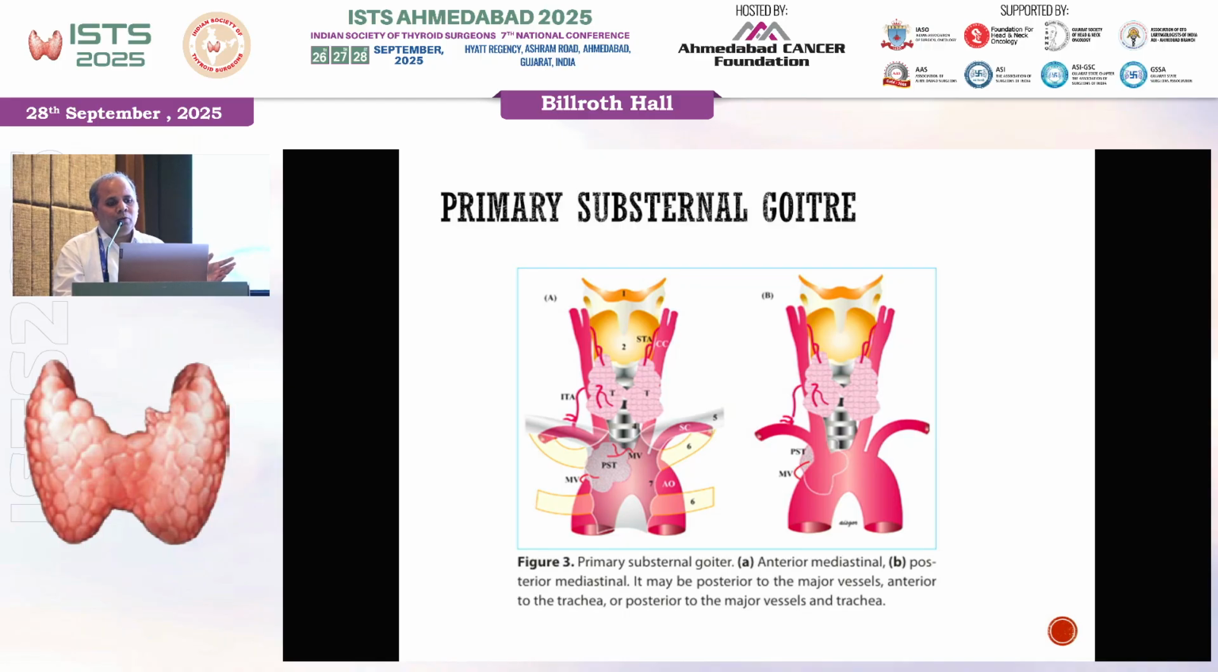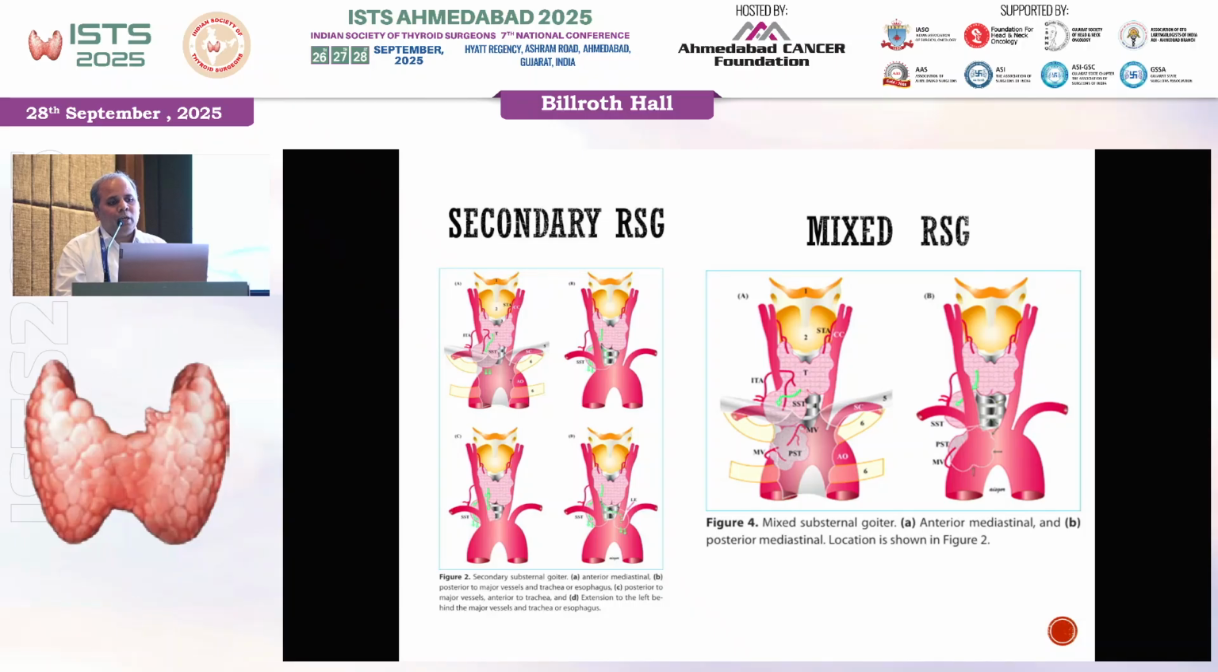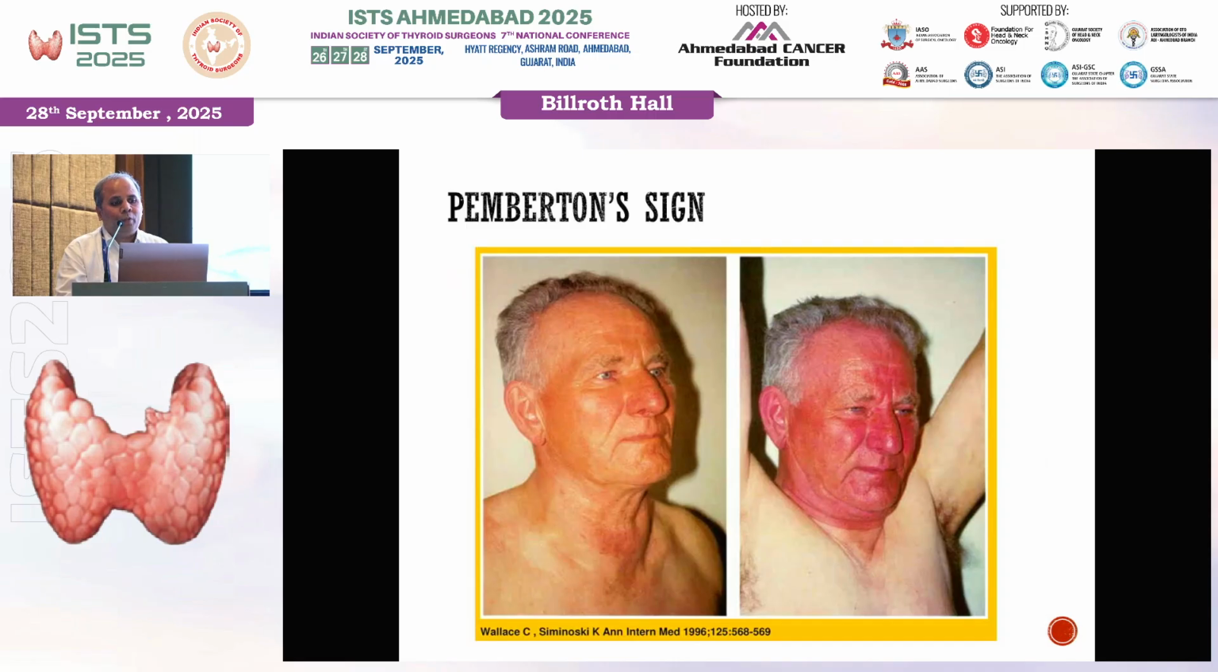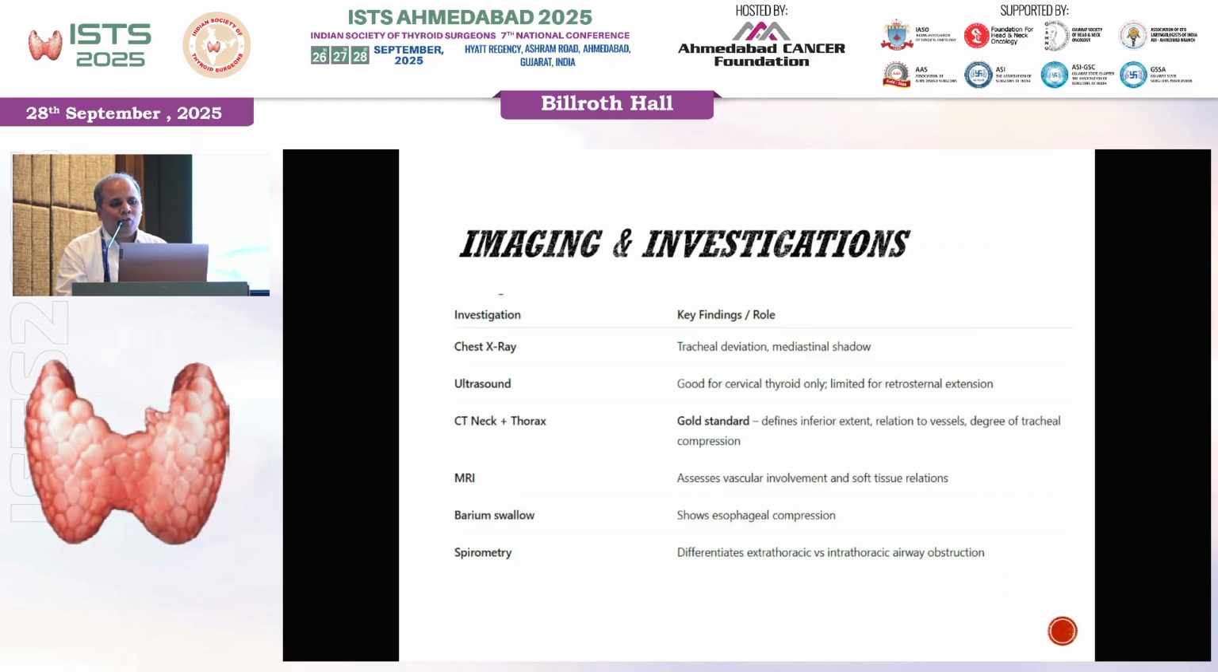Primary could be a primary substernal goiter, again anterior or posterior. Again, just a diagrammatic representation of the types we just discussed. And you could also come across mixed ones where you have a primary multinodal goiter enlarged going into the retrosternal region, as well as a coincidental primary goiter there as well. So clinical signs we all know of.